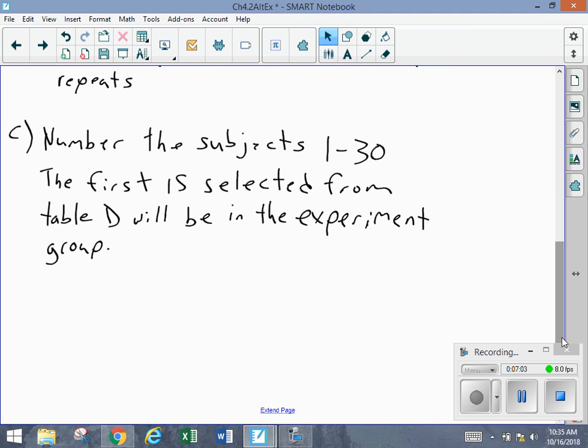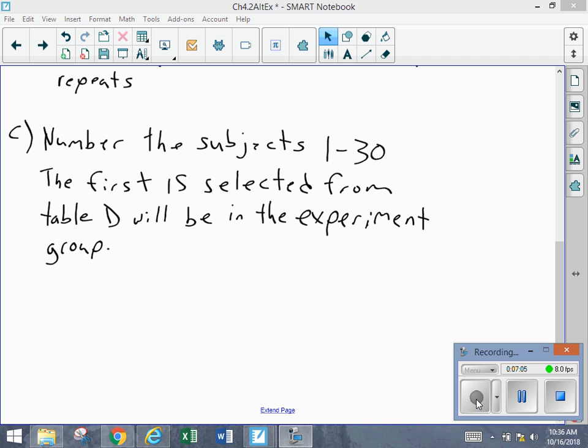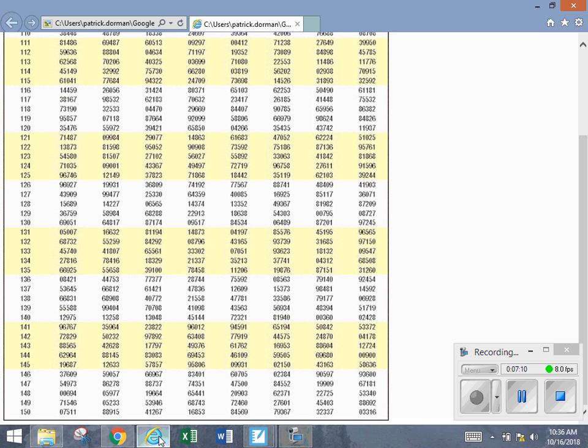Alright, let's do it. So we'll go to table D, and we'll just select, I don't know, let's start at line 123. Okay, and we're looking for 2-digit numbers. If we find a 2-digit number, and we're looking for them up to 30, right? So any 2-digit number, 1 through 30, is going to count as success. Anything else, we move on. So 54 is not going to work, right? So no 54, no 58.